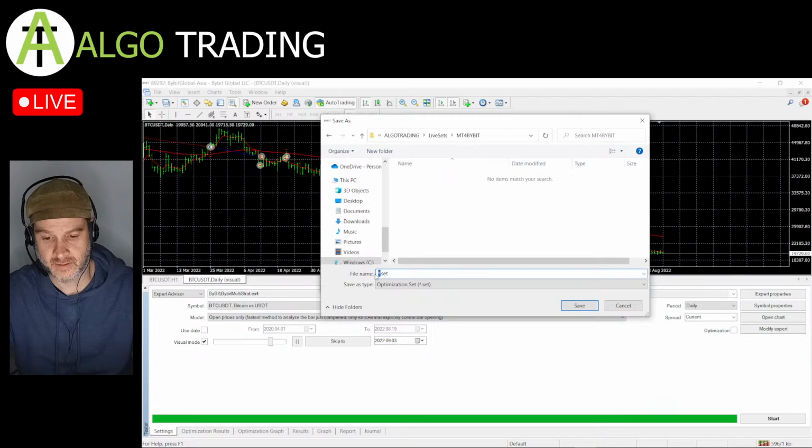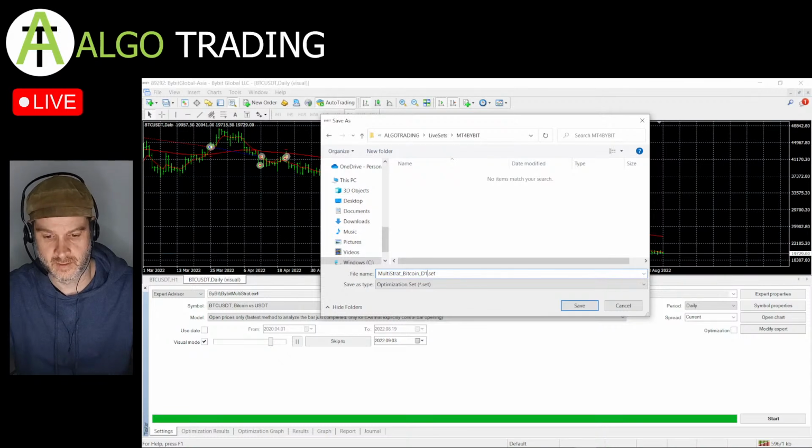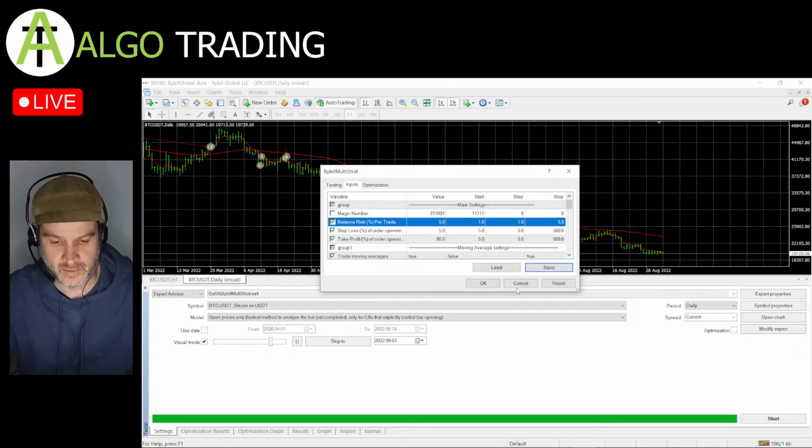So this is multi-strat underscore Bitcoin underscore D1 daily. Could just say, yeah, D1's fine. So that's the first set. So I'm happy with that one.